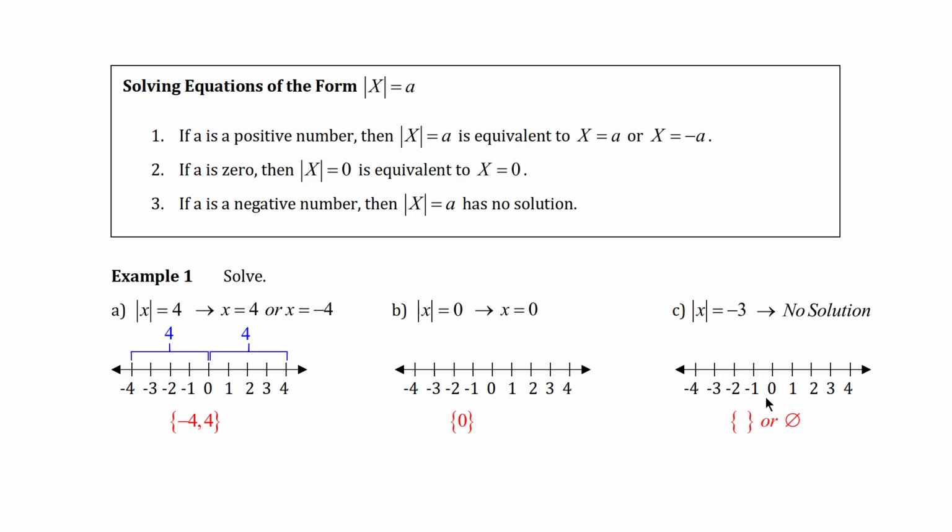Now the reason why this has no solution is because you can see here on my number line, I marked off 0 and two possible answers. We have negative 3 and positive 3. Negative 3 and positive 3 have a distance away from 0, which is positive 3 spaces away. Part C is asking us, what number has a distance away from 0 of negative 3 spaces? Distance is always a positive value. That's the reason why we have no solution for part C.